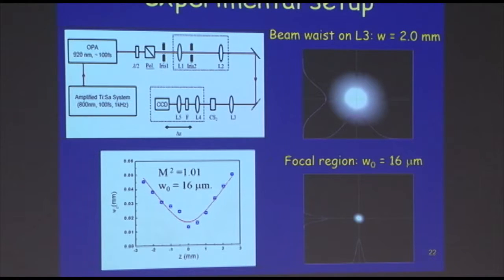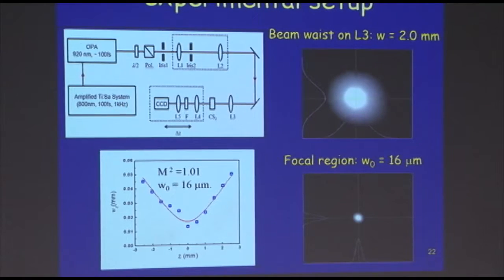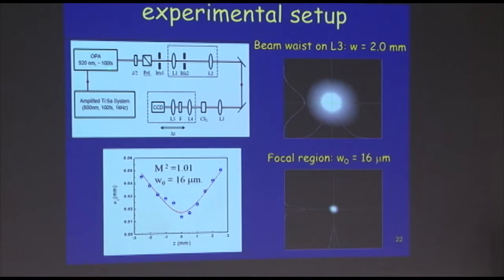So this is the experimental setup. We have an amplified titanium sapphire system, 800 nanometers, 100 femtosecond, 1 kilohertz. We pump an OPA, and then we get this wavelength at 920. The intensity of the beam is controlled by a lambda over 2 plate plus polarizer. There's a spatial filter in order to have a Gaussian beam. And then we have the beam incident on this lens. The sample is put in here, the CS2 in this cell. And here is a CCD camera in order to get the profile of the beam.